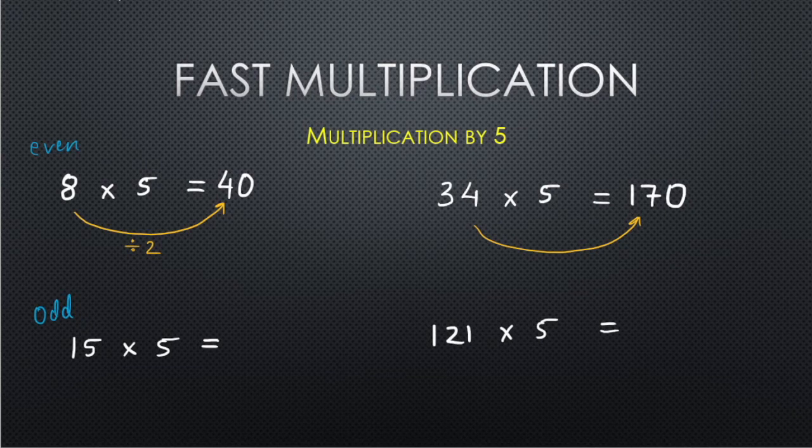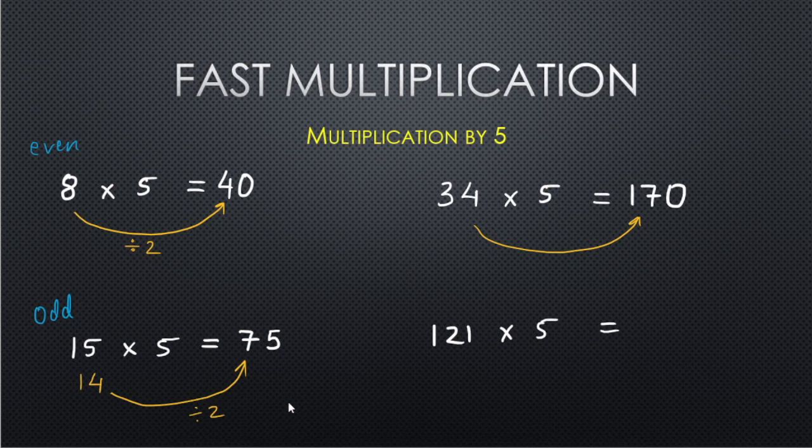So, what about the odd number? For the odd number, since they are odd, let's make them even. So if I have 15, I will consider it as 14, and I will do the same thing. Half of 14 is going to be 7. And since I have taken 1 away from it, I will put a 5 at the end.